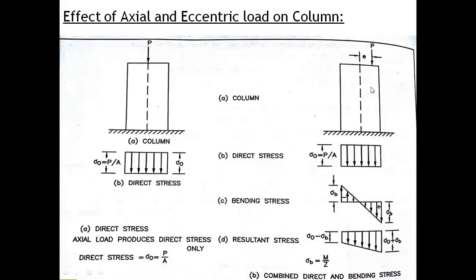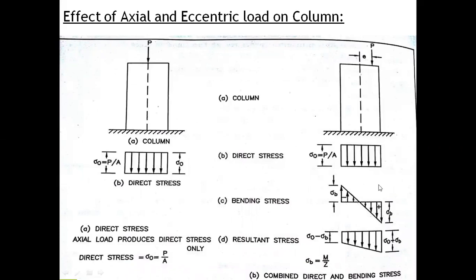If you see the bending stress of this member, this is the bending stress diagram. This bending stress diagram represents the stresses on either side, or on either edge, of the column. If you see at this side, the stress will be like this, and on this side the stresses will be like this.